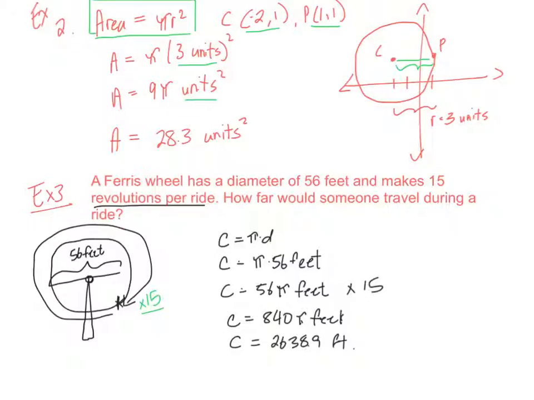But if we want to figure that out 15 times over for one ride, we multiply that number by 15, and then we get 840 pi feet, or the approximate answer here of 2,638.9 feet. So that was the lesson today, and you can see the homework on the homework page later.